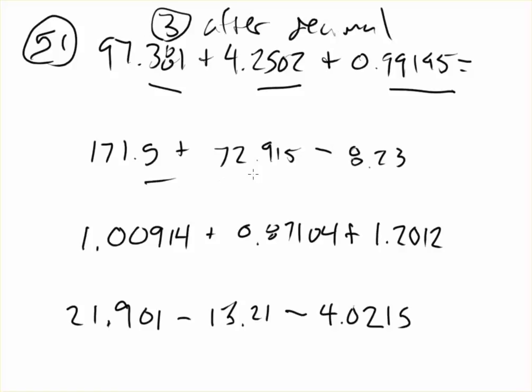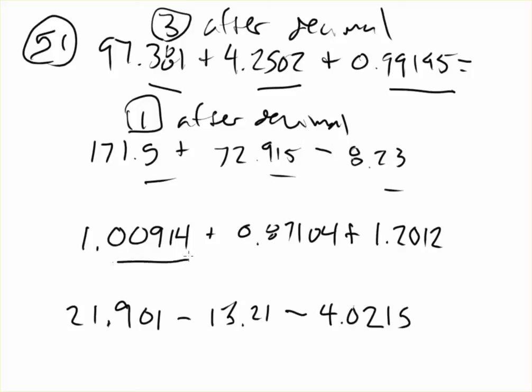With this one, you have 1, 3, and 2. So you're going to have 1 digit after the decimal. If you miss this one, you actually need to do the calculation, so just make sure you do it. So this one has 5 digits, this one has a lot, and this one has 4. So your answer is going to have 4 digits after the decimal.